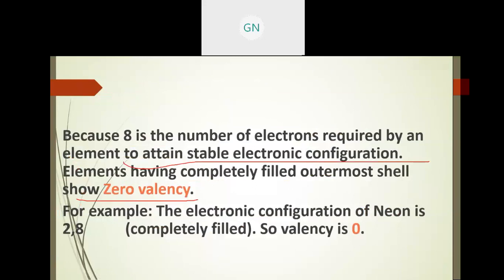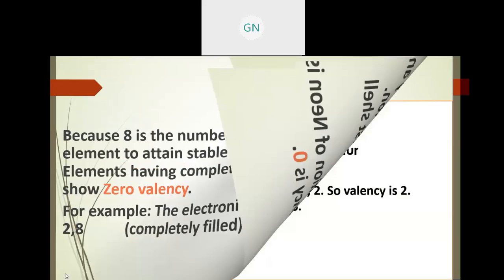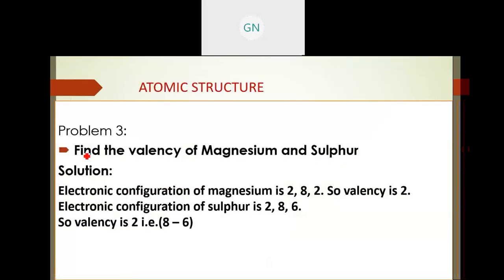Elements having a completely filled outermost shell show zero valency. The electronic configuration of neon is 2, 8. So the outermost shell is completely filled. So valency for neon is 0. Neon is an inert gas and it does not react with any other element.